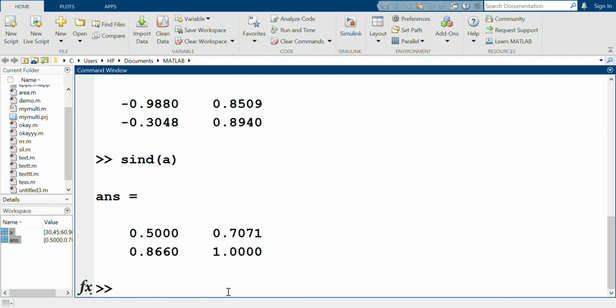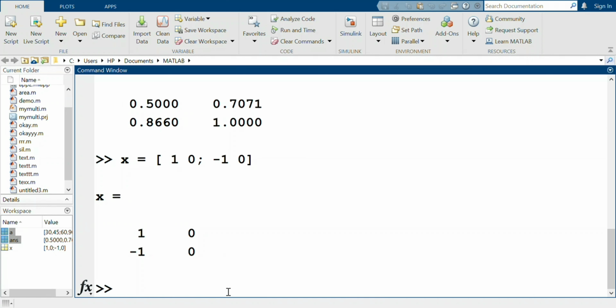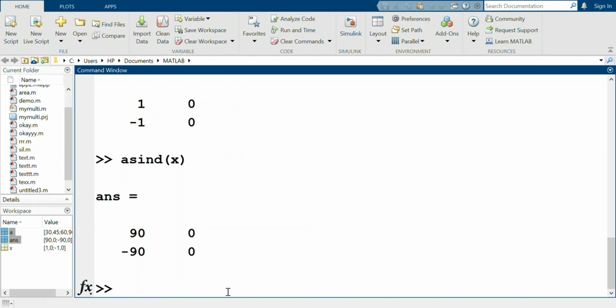Now let's create a new matrix like x equals 1, 0, minus 1, 0, close it, enter. Now let's try to find the arctangent and the arccosine and the arcsine for this matrix. Now applying the arcsine, you will say arcsine. Now I need the answer in degrees, so I will say d of x. Apply it, so I have this. MATLAB will give me the answer as a matrix.